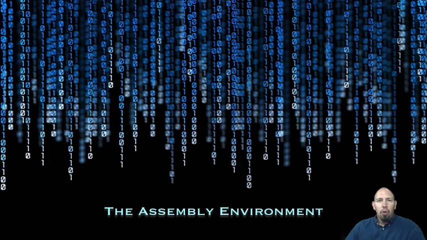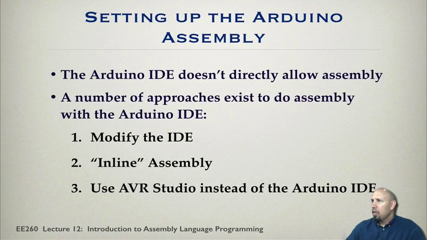Now, in order to use assembly language for the Arduino, we need to establish or set up the assembly environment. So basically, the Arduino IDE doesn't directly allow assembly language, but there are a number of approaches that exist to do assembly language with the Arduino IDE. Here are the three main methods of working with assembly language.